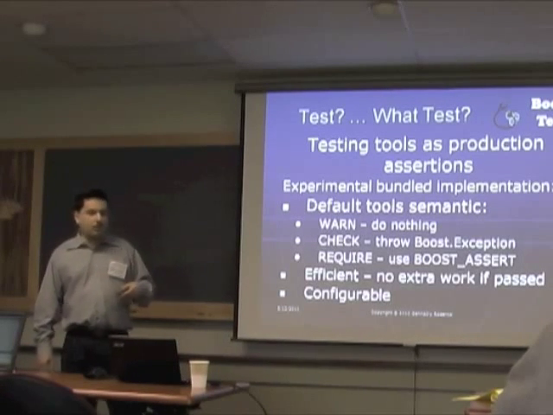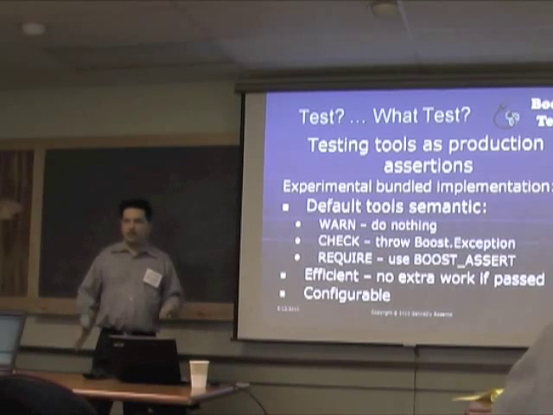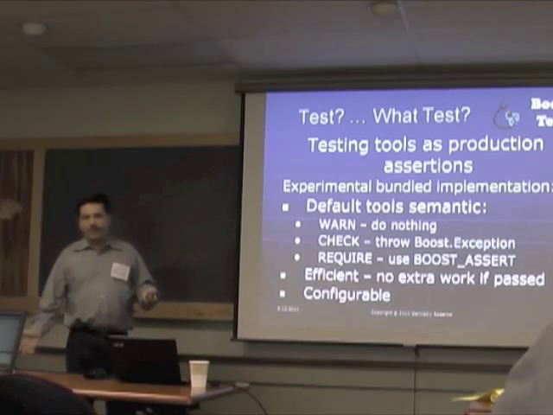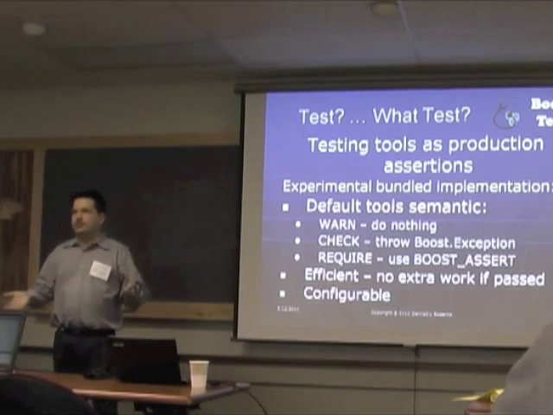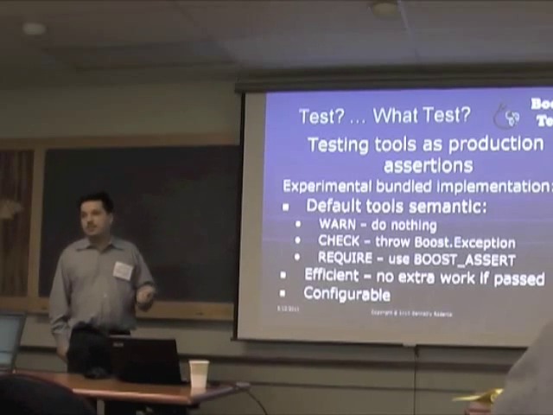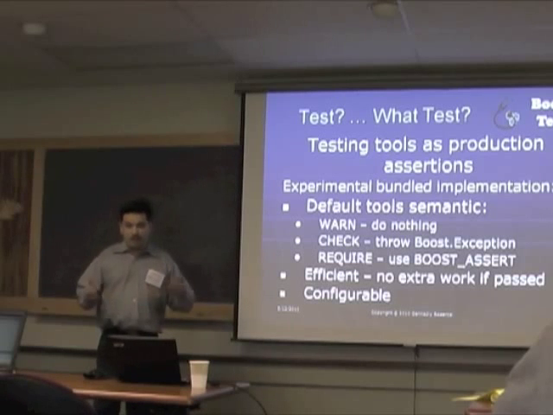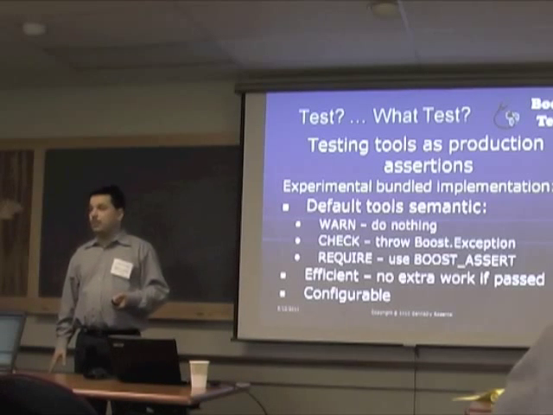So this experimental bundled implementation has a different tool semantic from the one you are used to in unit testing. The warn level tools don't do anything at all. If it's a warning in production code, I don't know; maybe you want to show some message, maybe not. There's no real reasonable default for that, what I'm trying to say. The default I chose is just to do nothing.